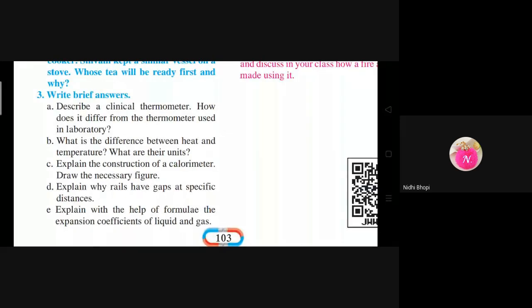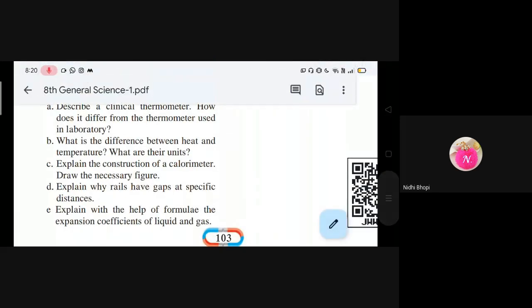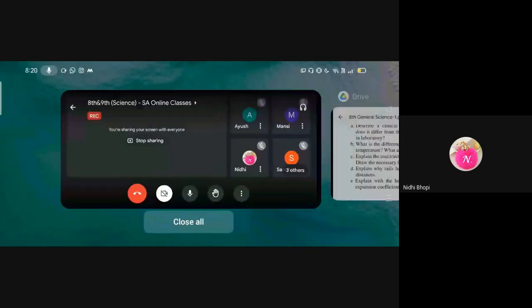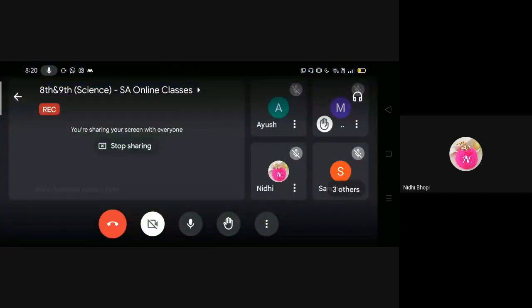Right, brief answer. Describe a clinical thermometer. How does it differ from thermometer used in laboratory? Yes Mansi.